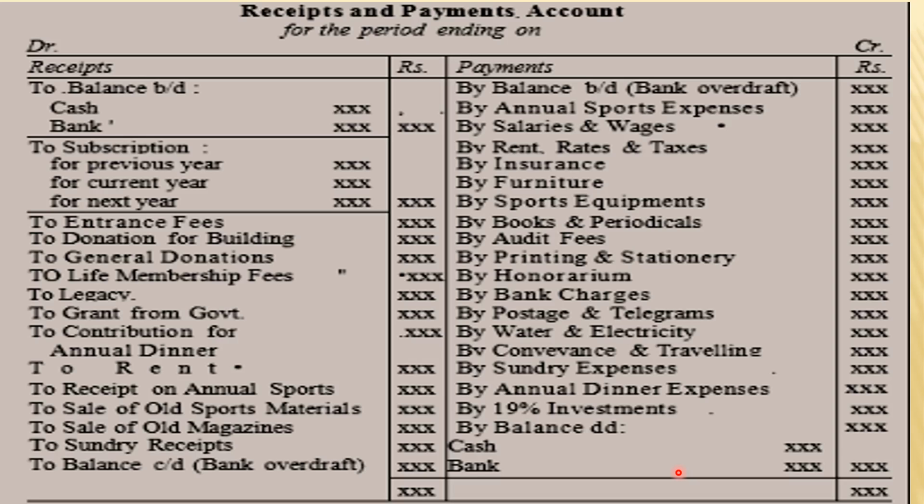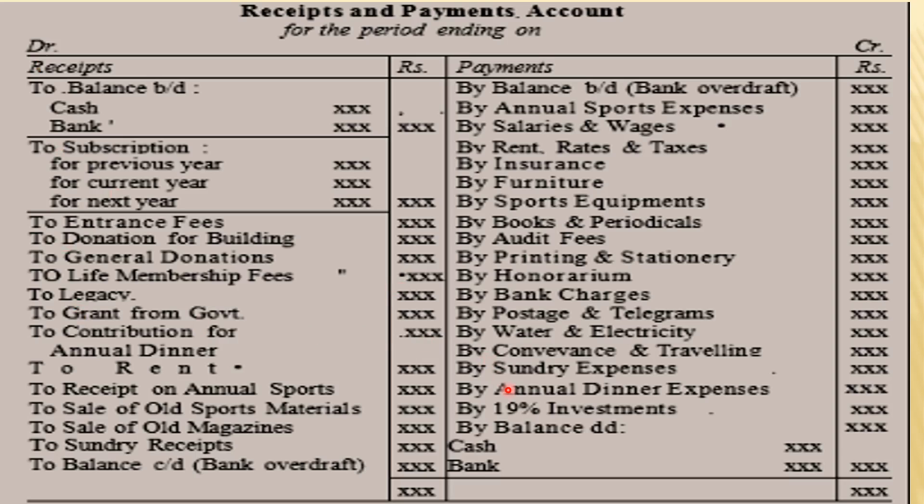So how will we prepare? Now we have to classify these items under revenue nature and capital nature. Those which are revenue nature will come on the income and expenditure account. Those which are capital nature will come on the balance sheet. Payment side revenue nature goes to the expenditure side, and receipt side revenue nature goes to the income side. Payment side capital nature goes to the asset side of the balance sheet. Receipt side capital nature goes to the liability side of the balance sheet.